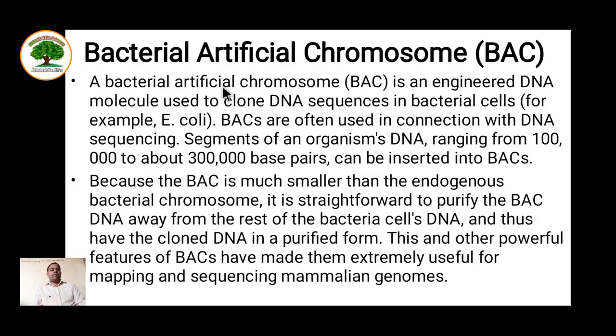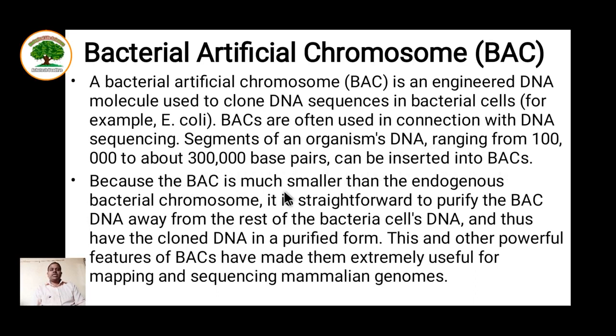A bacterial artificial chromosome is an engineered DNA molecule used to clone DNA sequences in bacterial cells. It is often used in connection with DNA sequencing, as BAC vectors are readily used for sequencing projects. Segments of an organism ranging from about 1 lakh to 3 lakh base pairs can be inserted into the BAC, which is engineered properly.